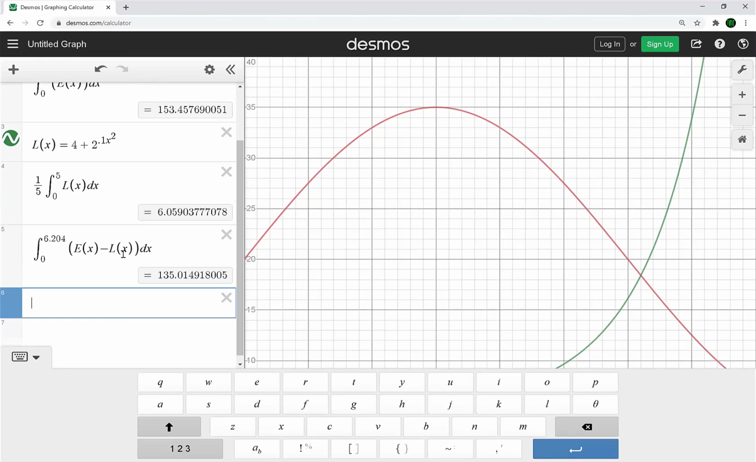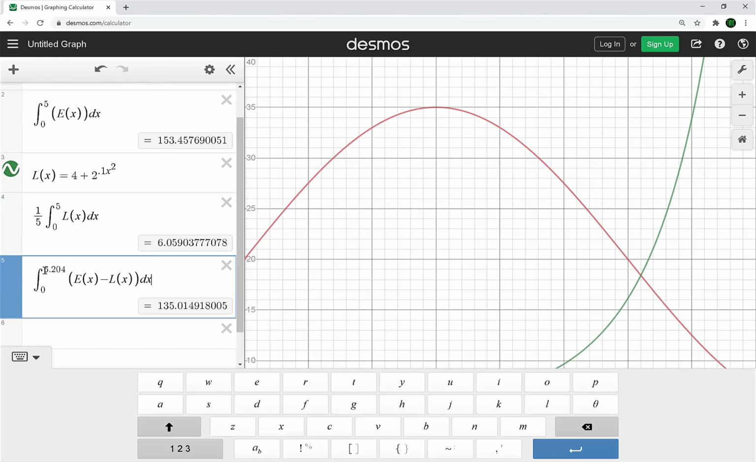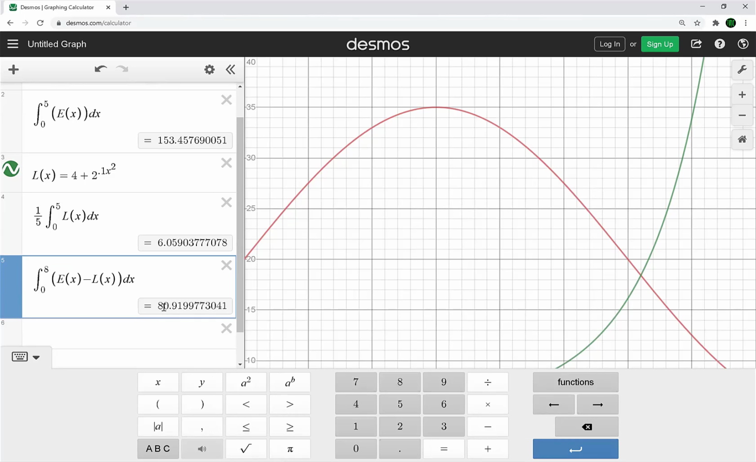So here it is. There's my expression. Is there a way to copy paste? I think there is. Copy. Okay, I'm just going to change the 6.204 to 8, so I don't have to type all over again. Is that cool, guys? 8. There it is. 80.9199. If you want to put it in your table, go for it.